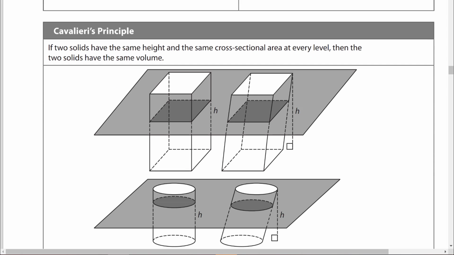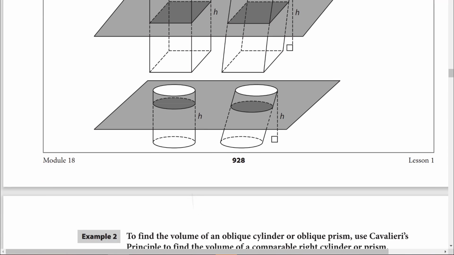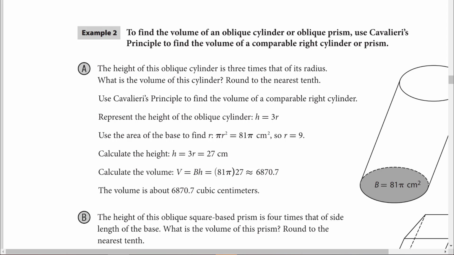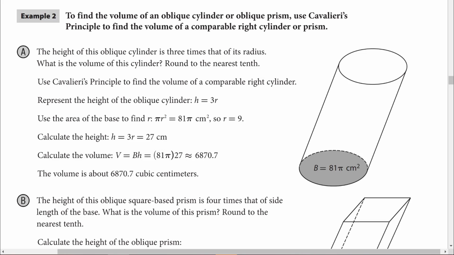So if I take a look at these, this is what they're saying. Basically, if I take a stack of papers, they're going to have the same volume if I have them perfectly stacked or if I've pushed that stack of papers so it's at an angle. So let's find the volume of this oblique cylinder. They say Cavalieri's principle, that just means we can use the height.